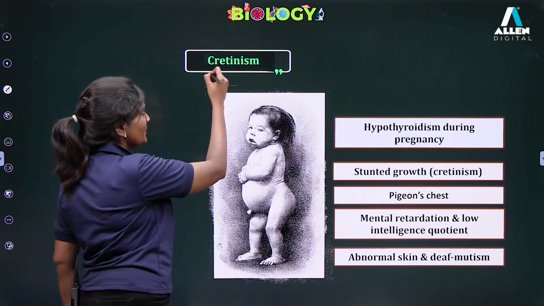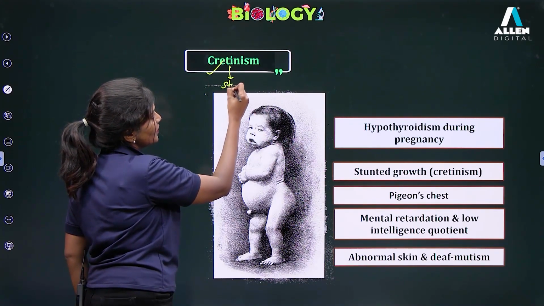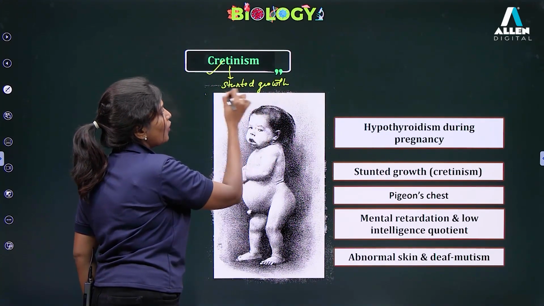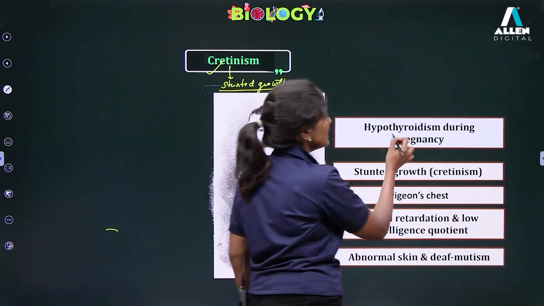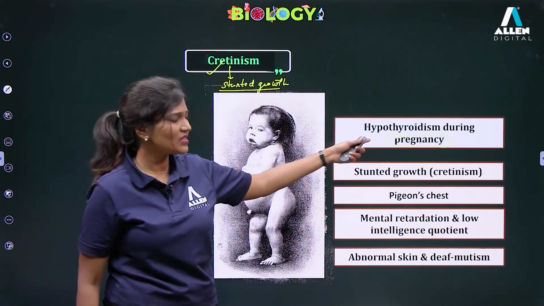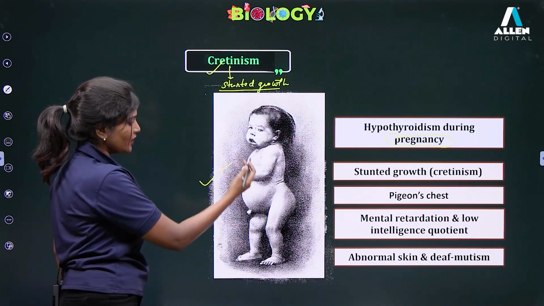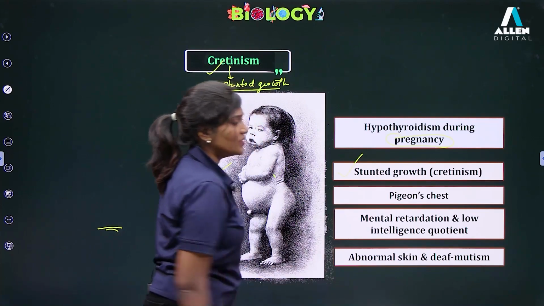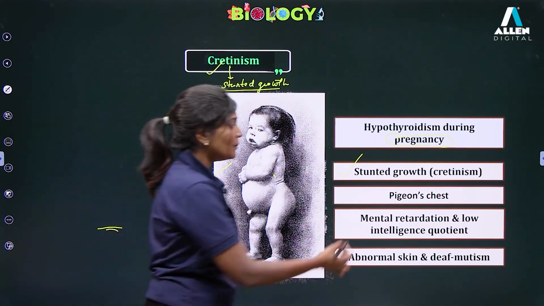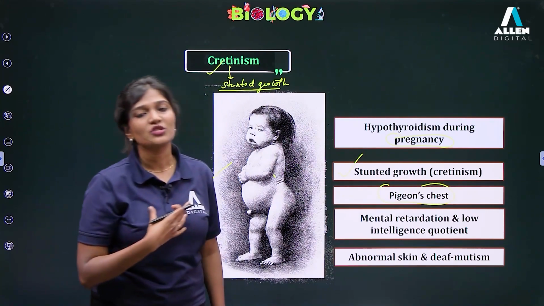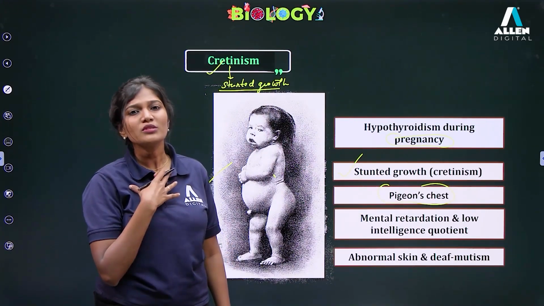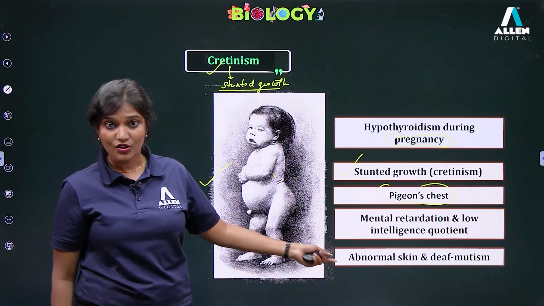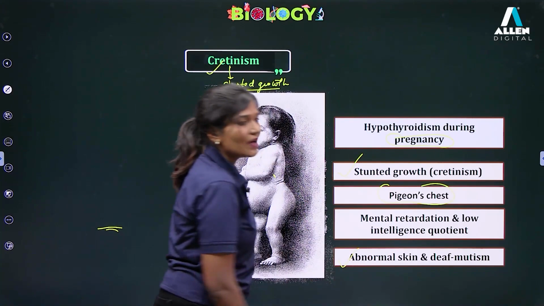The word gives you an idea. Cretin means stunted growth. So this kind of condition usually occurs in women, or it actually occurs during pregnancy, which is hypothyroidism. What will happen to such an individual? You will see stunted growth happening in such individuals. And the most important condition for this is pigeon's chest. The sternum will bulge anteriorly, so it looks like a pigeon's chest. And of course, it causes mental retardation, abnormal skin and deaf mutism.